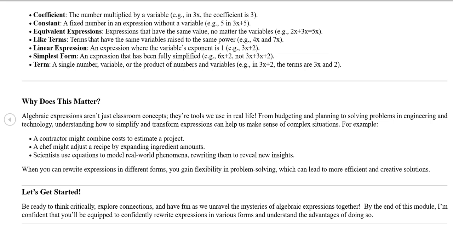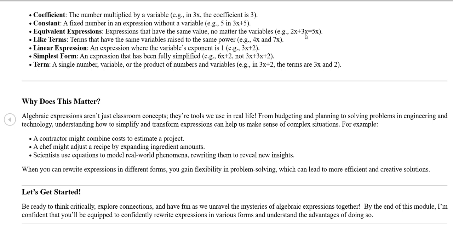We'll talk about equivalent expressions. Those are expressions that have the same value. For example, if I have 2x and I add 3x. In terms of like terms, those are terms that have the same variables raised to the same power. An example would be 4x and 7x. Both of them have the same variable. Remember when we talked about those bins, we can put those into the same category.